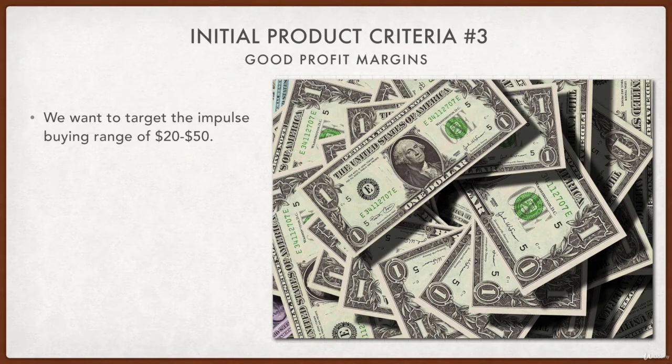We want to sell products that fall, on average, between the price point of $20 and $50. So what makes this price range so special? Well, it's what we call the impulse buying range. This is because, for the vast majority of people who visit the product page, the amount of money they are going to be paying for the product is so small that they're going to feel comfortable not doing any further research about the product before making a purchasing decision.